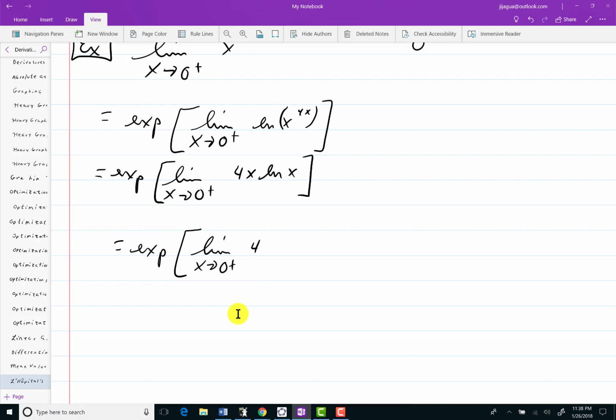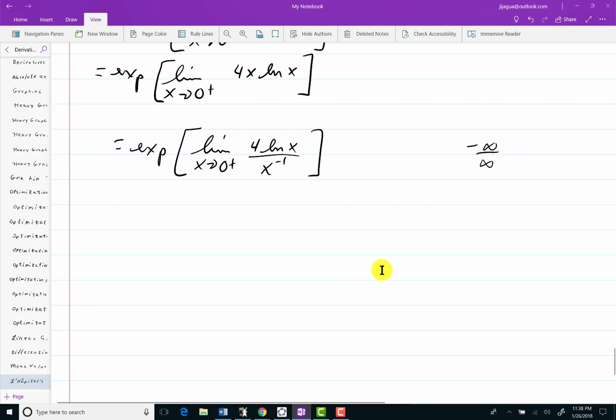I can rewrite this fraction as 4 ln of x divided by x to the negative 1. You see here then, if I plug in 0 from the positive side, this top will become a negative infinity. If I plug in 0 from the positive side down here, this will become a positive infinity. So my form is a L'Hopital's form. You're allowed to have a mixture of infinities in there. So now I'll apply L'Hopital's rule.